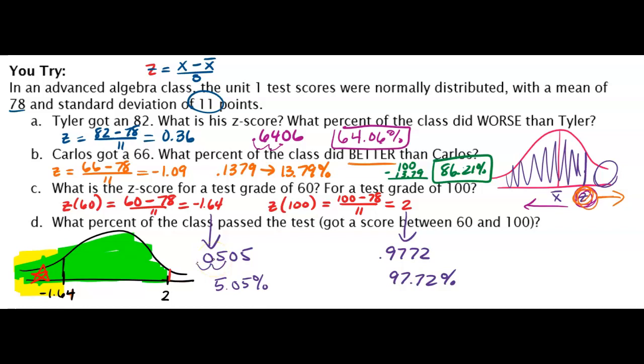So my final answer, and then we'll be completely done. All I have to do is take my two percentages and subtract them, and I always want to subtract the bigger percent minus the smaller percent. So if I subtract those two percentages, I get 92.67%. So that's our final answer for Part D. That means that 92.67% of the class passed or got a score between a 60 and 100.